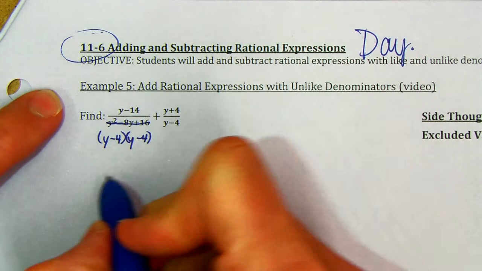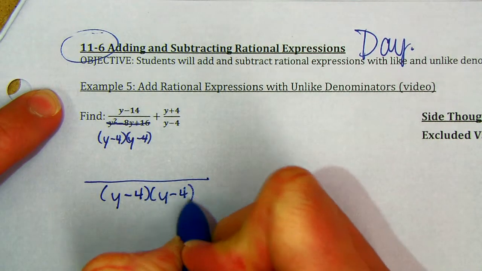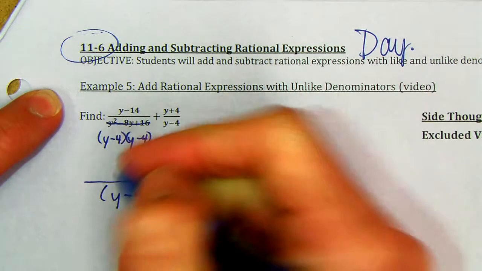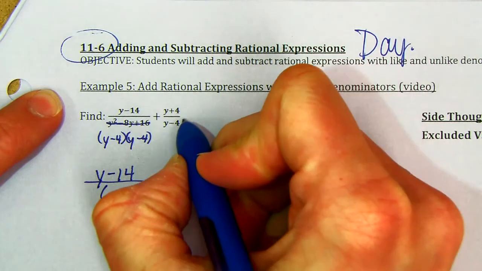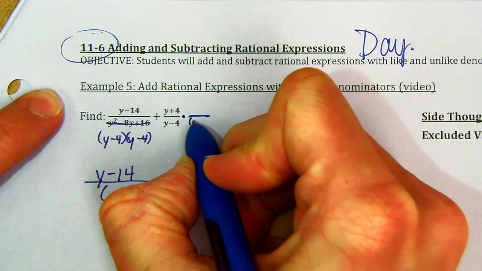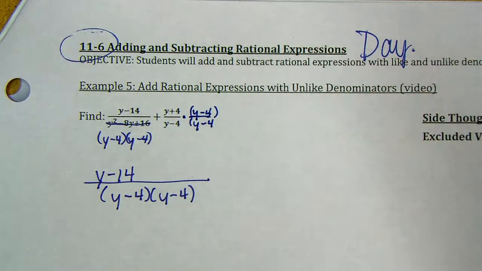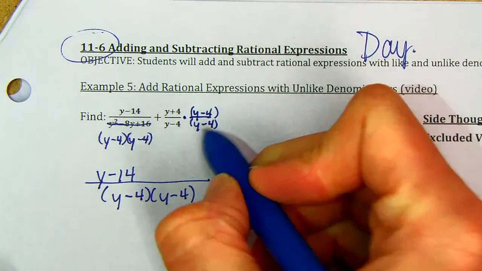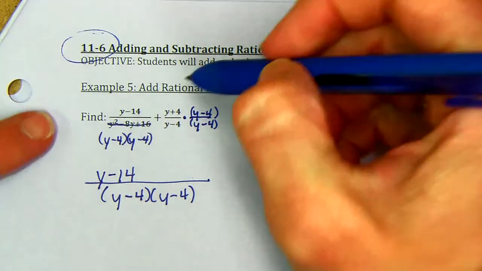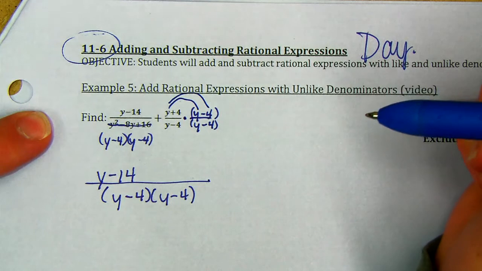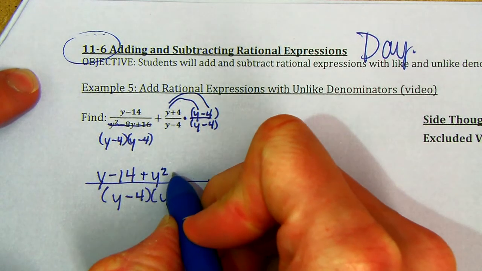So this one is fine. We don't have to change that first one. So y minus 14 is there. But over here, in order to make it a common denominator, I have to multiply this by y minus 4 over y minus 4. Because when I put it I have to multiply it by another y minus 4. And whatever I multiply the denominator by, I have to multiply the numerator by. Be careful though, because we have to FOIL it out. So we are going to FOIL it out, and we will get y squared, and then we would get plus 4y minus 4y, so those would cancel out, and then minus 16.